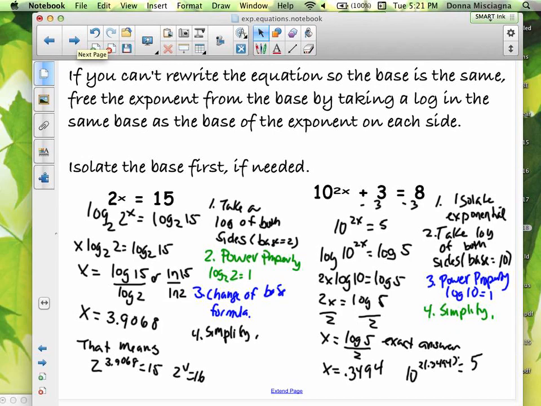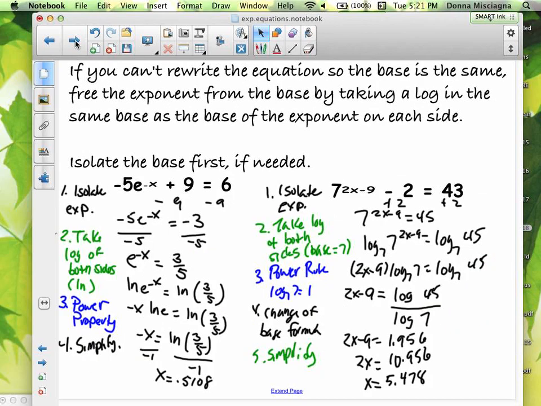And let's do a couple more. All right, so here I have 2 more. All right, so negative 5e to the negative x plus 9 equals 6. We're going to subtract 9 from both sides. So we have negative 5e to the negative x equals negative 3.